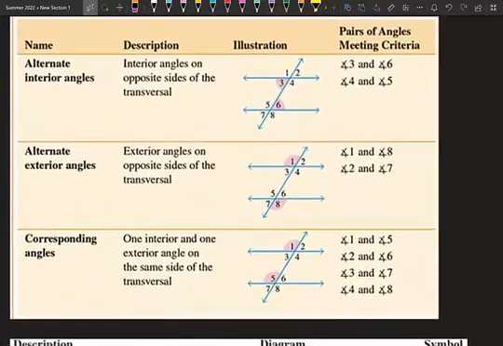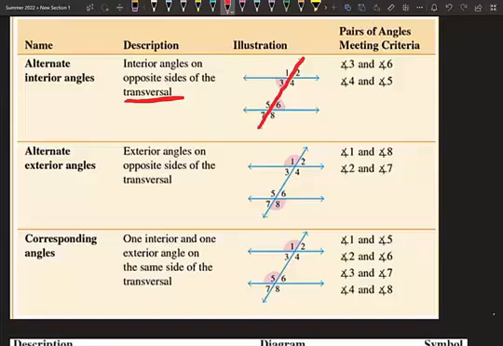Alright, alternate interior angles are interior angles on the opposite sides of the transversal. So transversal, these words might be coming back to you from geometry. This is the transversal. It's a line that cuts parallel lines. So alternate interior angles are just that. They're alternate, but on the inside. So 3 and 6, and 4 and 5 are alternate interior angles.